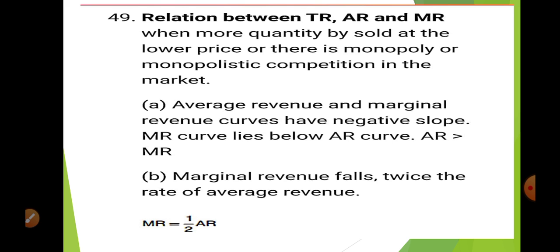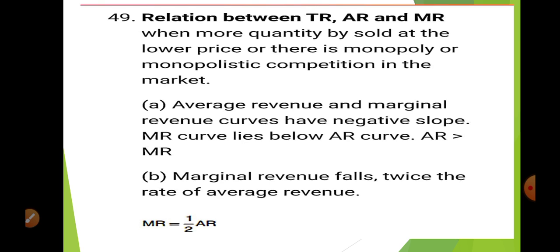Now, relation between TR, AR, MR when more quantity is sold at a lower price, and there is monopoly or monopolistic competition in the market. So this is the next condition. What we are going to learn now is the relation between TR, AR, MR when prices are lowered for an increase in the sale of the product. It happens in the case of monopoly or monopolistic market.